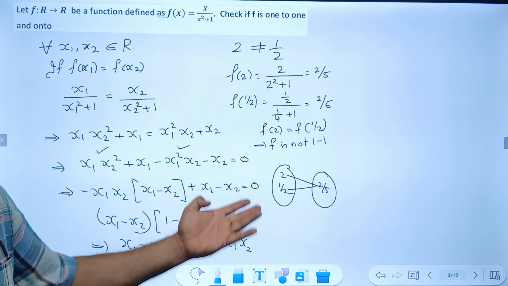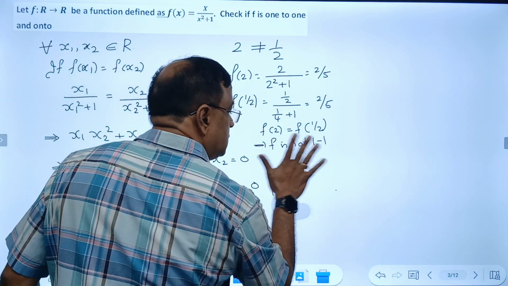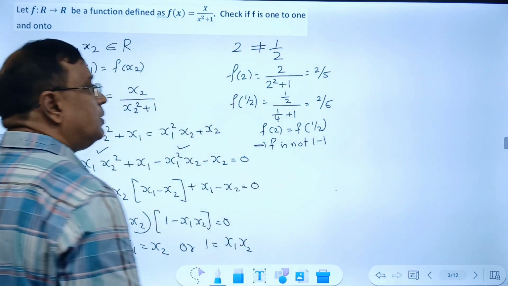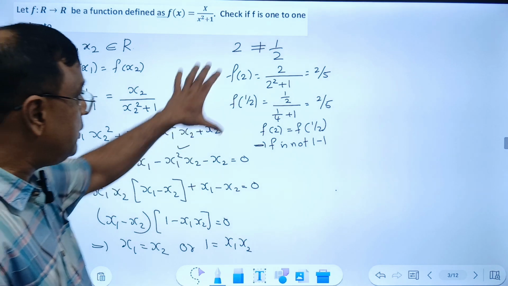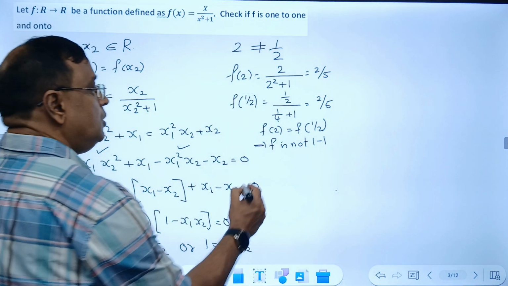Okay, diagrammatically also you can show. So this I don't want. So now we have proved that f is 1 to 1. In the exam, again I am repeating, this is more than enough. You don't have to show this step. Now for onto.